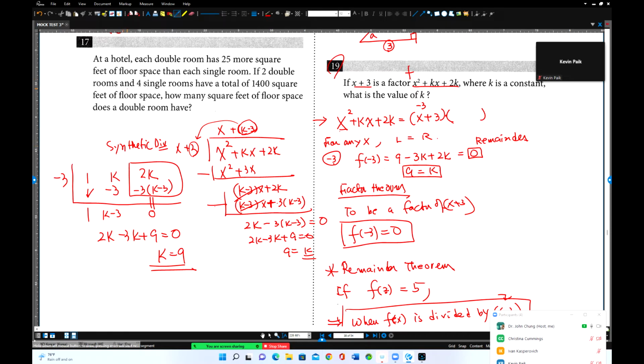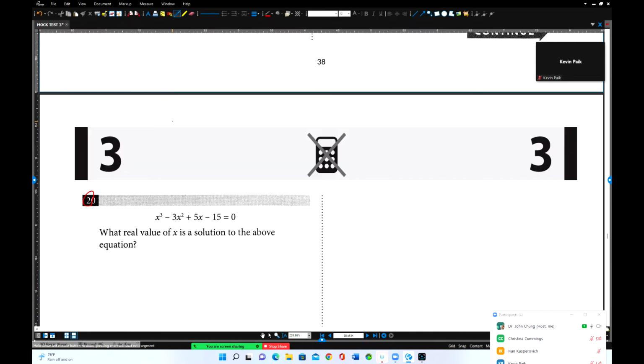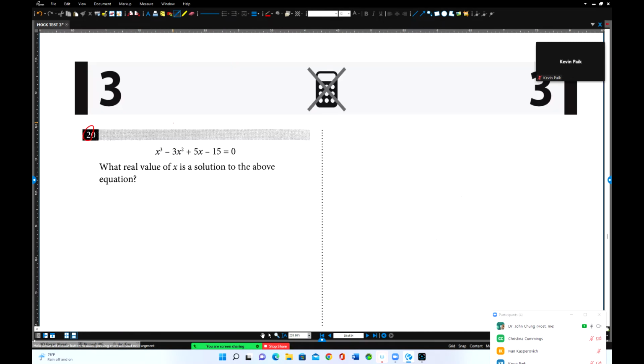But remember, number 19, okay? Nine out of 10 times they give these questions. Number 20: what real number of x, or how many solutions, does the equation above have? It has a solution, or I think one solution, right?